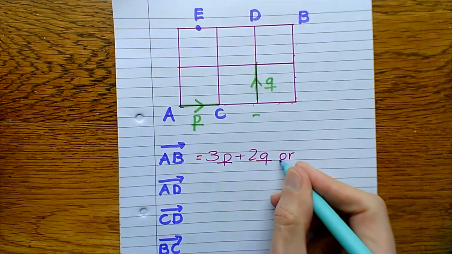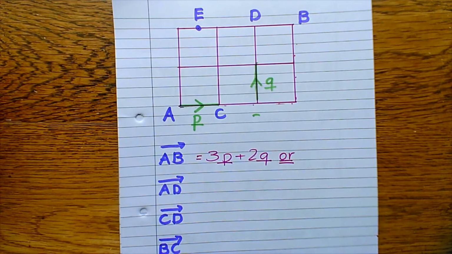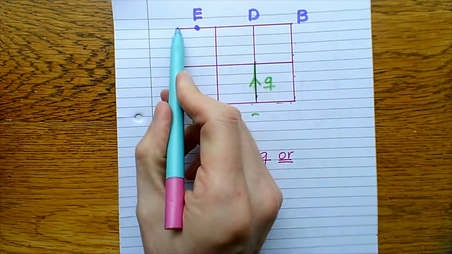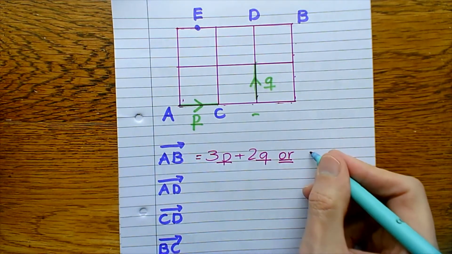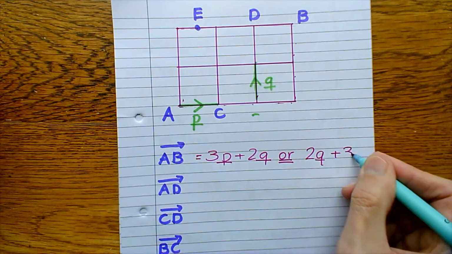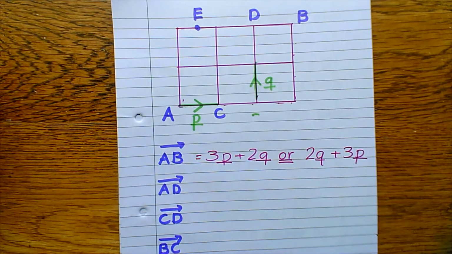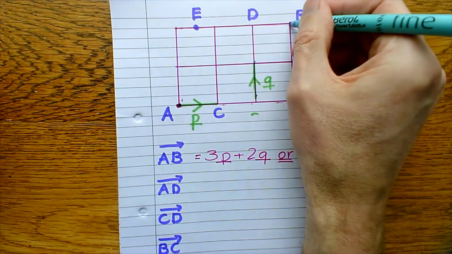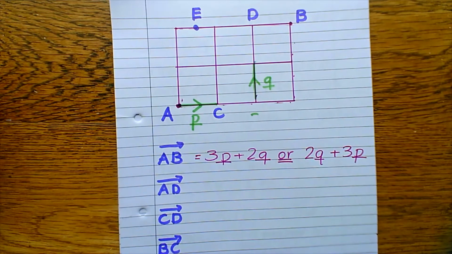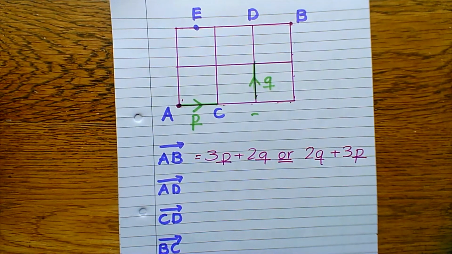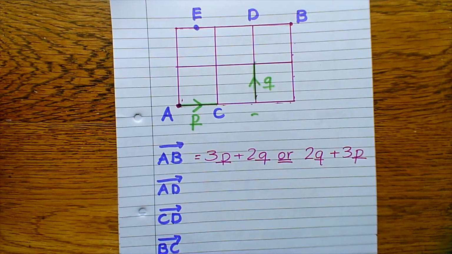Or, if you chose to go up first, it would be 2Q up here, there's Q, so 2Q takes you up to here, and then 3P along that way. And this is because, like numbers with vectors, the order in which you add them doesn't matter. Because essentially the vector is about getting from A, the journey, from A to B. And it doesn't matter whether you go along and up, or up and along.